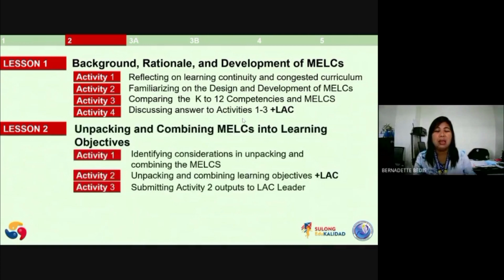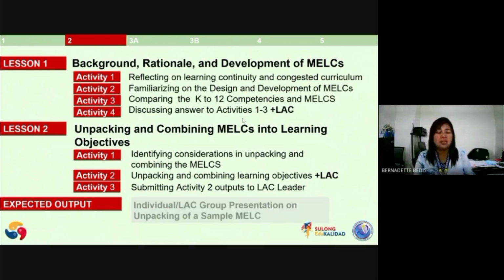Lesson 2, unpacking and combining MILKs into learning objectives. It is composed of 3 activities. Activity 1, identifying considerations in unpacking and combining the MILKs. Activity 2, unpacking and combining learning objectives of the lab. Activity 3, submitting activity 2 outputs to lab leader. Expected output is individual or lab group presentation on unpacking of a sample MILK.